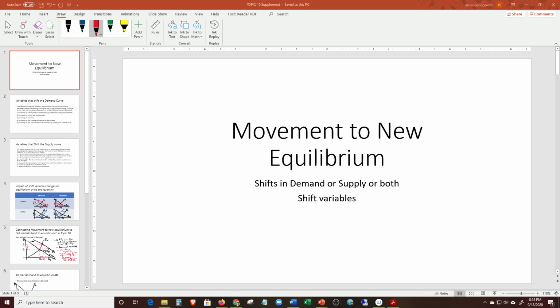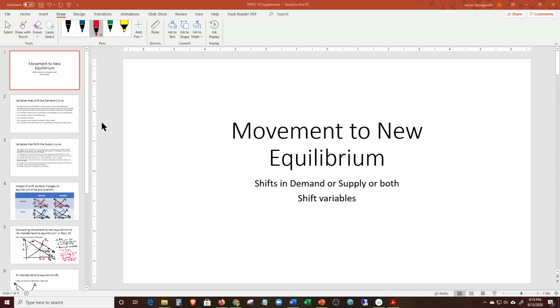This lecture is going to be a supplement to the Topic 10 lecture about establishing equilibriums, and we're going to dive into it a little bit more and talk about establishing new equilibriums if the supply or demand curve shifts to a new position. Because one of the variables other than price has changed, shifting the whole demand curve, changing the demand, or shifting the whole supply curve, changing the supply.